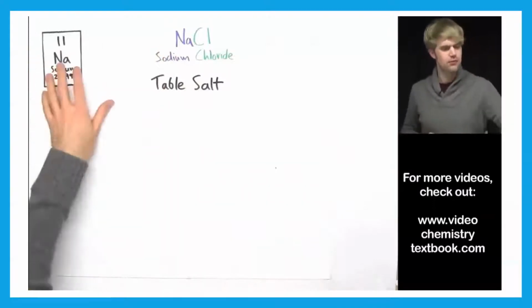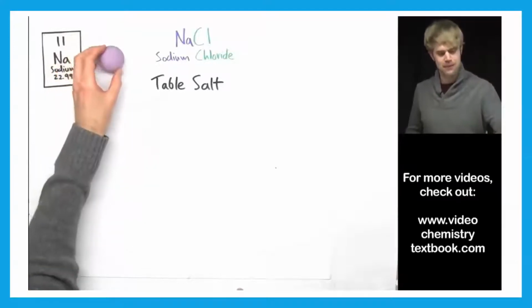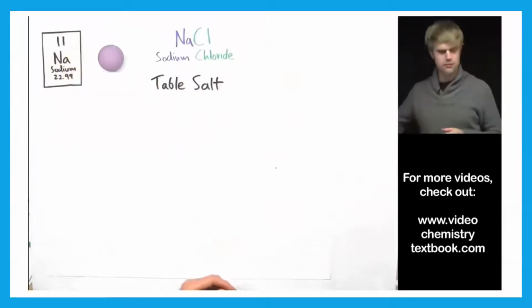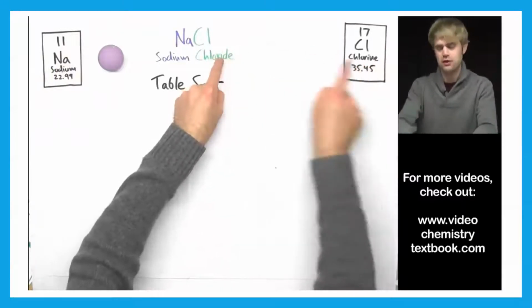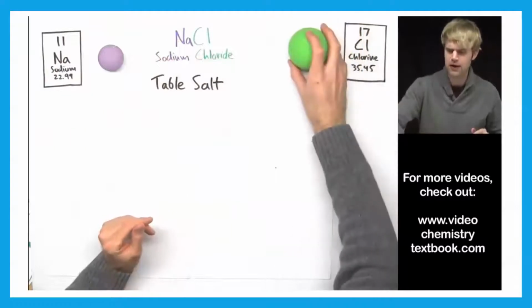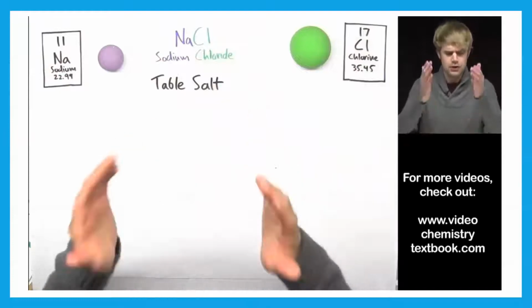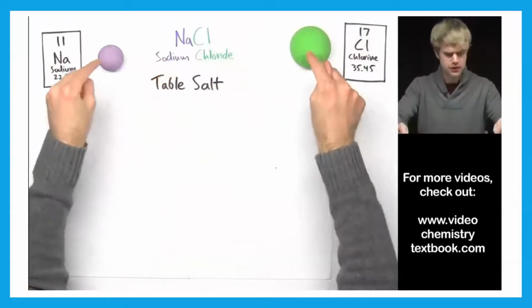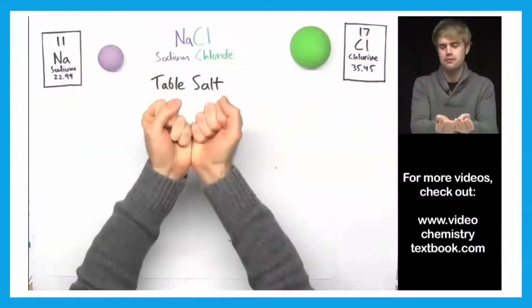Here's its symbol from the periodic table, and here is a sodium atom right here. And sodium chloride is also made of chlorine or chloride. I'll tell you what the difference between those is in a minute, but you don't have to worry about it right now. And here's a chlorine atom. Now, sodium chloride happens when these two atoms come together, when they're glued together by ionic bonds.